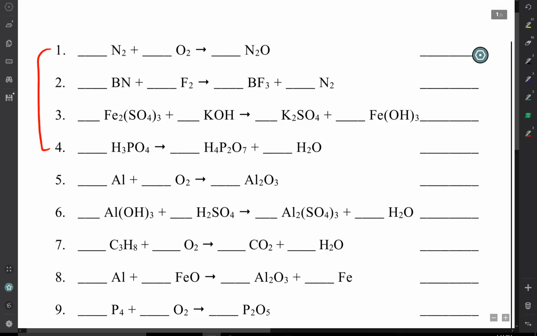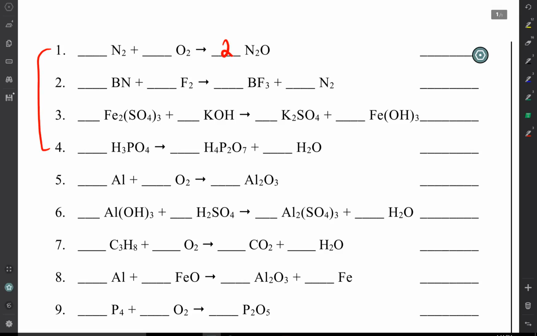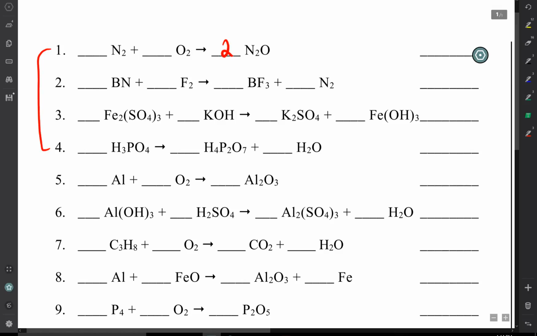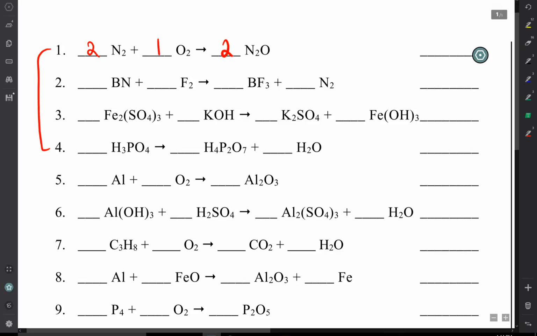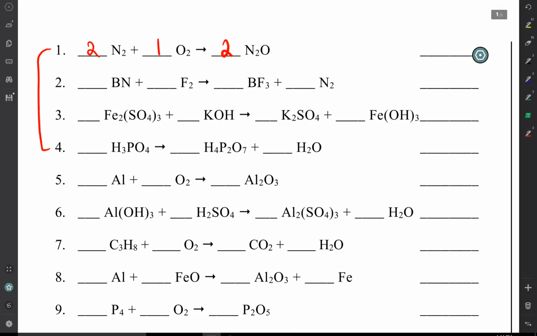In order to fix that, I'll put a coefficient of 2 in front of dinitrogen monoxide, N2O. That's going to unbalance my nitrogen. I now have 2 times 2, or 4 nitrogen on the product side. I still only have 2 on the reactant side. So if I put a coefficient of 2 in front of N2, that will balance for nitrogen. I don't need to put a coefficient in front of O2. There are already 2 oxygens on both sides, so I'm just going to put a coefficient of 1 in front of the O2.